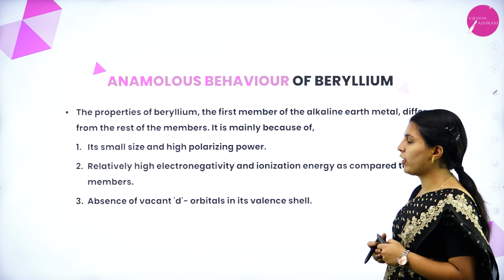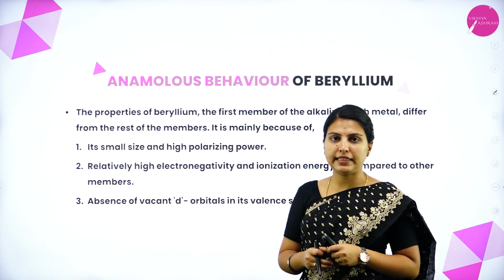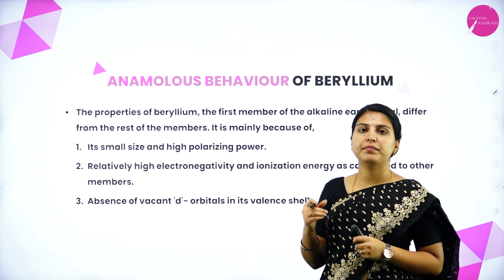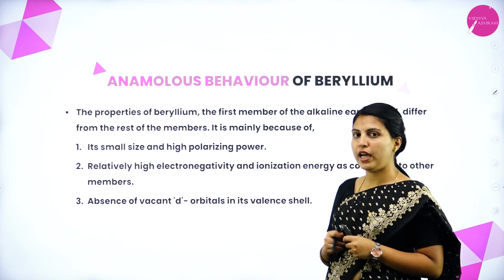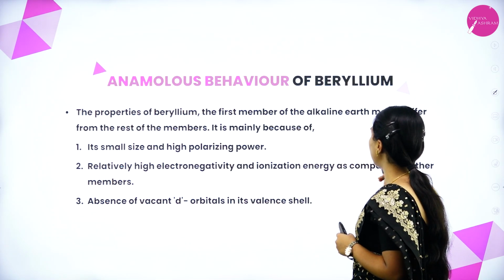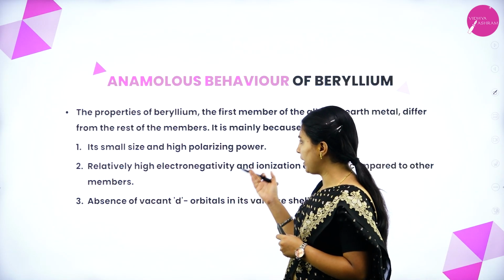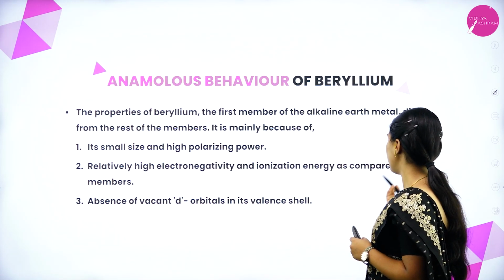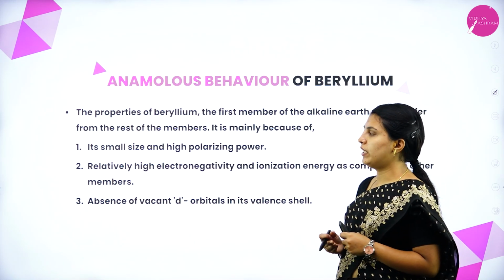Next, anomalous behavior of beryllium. In the alkali metals, we have seen anomalous properties of lithium like that. Here also some of the properties of beryllium are not the same as the other alkaline earth metals, so we are reading these properties. The properties of beryllium, the first member of the alkaline earth metals, differ from the rest of the members. It is mainly because of its small size, high polarizing power, relatively high electronegativity and ionization energy as compared to the other members, and absence of vacant d orbitals in its valence shell.